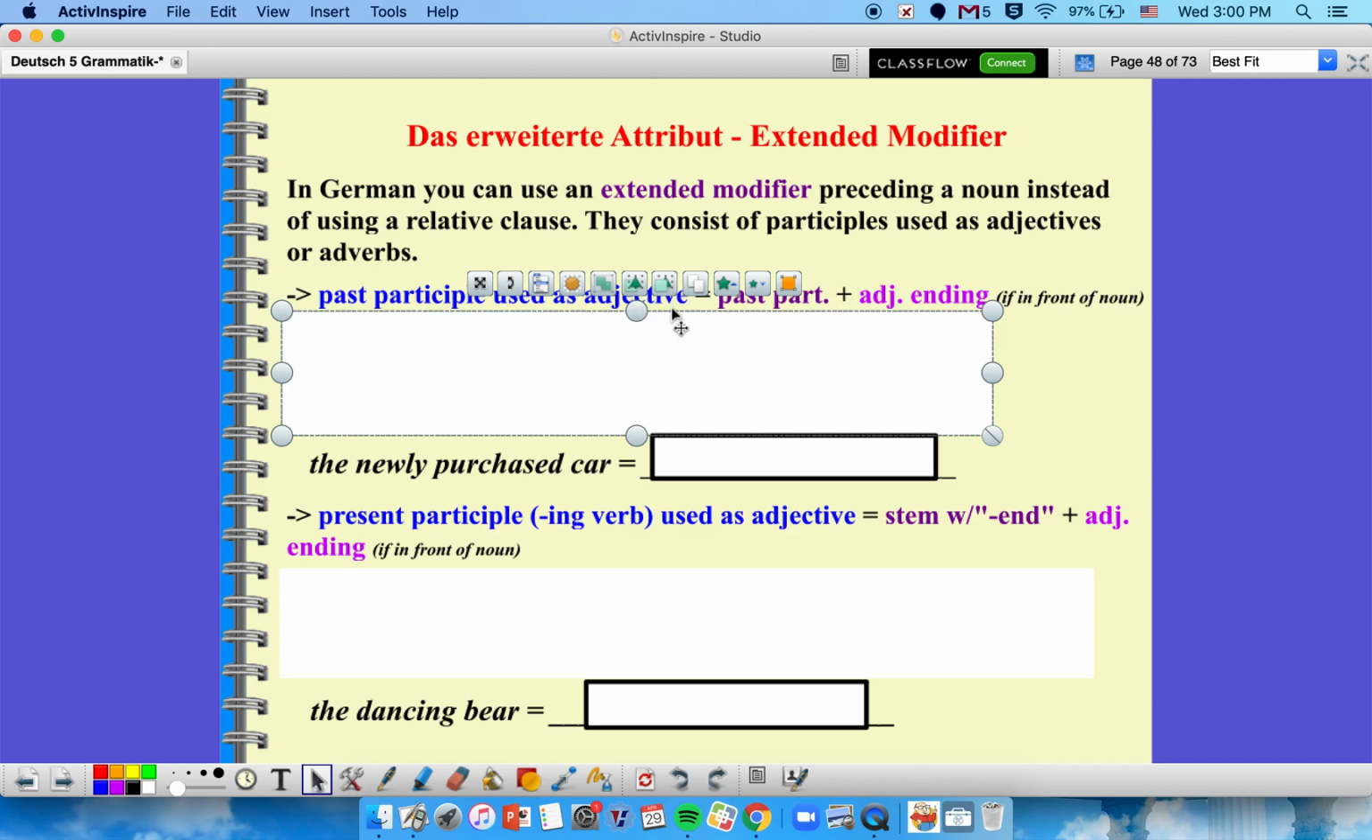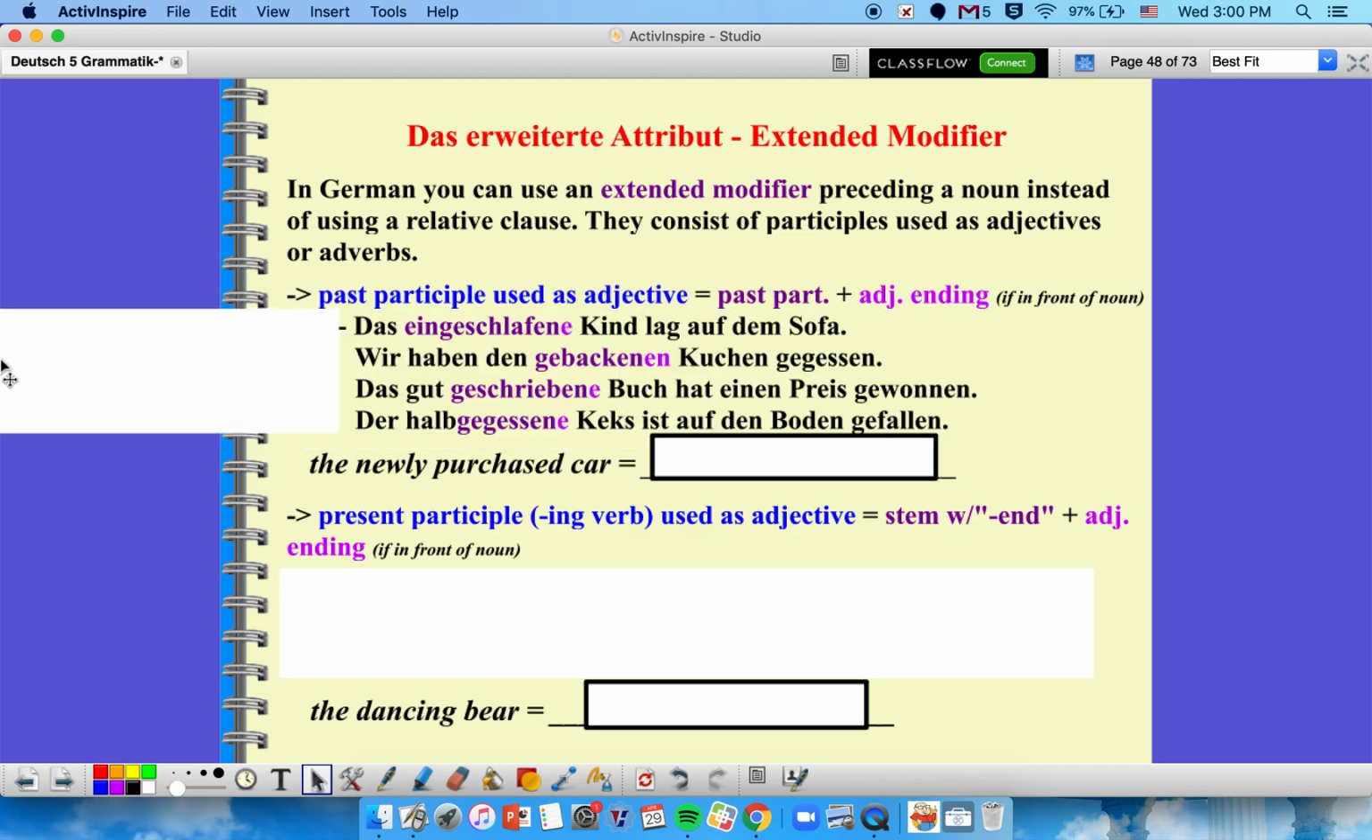So examples, Beispiele. Das eingeschlafene Kind lag auf dem Sofa. This would be the fallen asleep child laid on the sofa. Wir haben den gebackenen Kuchen gegessen. We have eaten the baked cake. And we know that baked is gebacken. We're just adding the en there because we had a changed article. Das gut geschriebene Buch hat einen Preis gewonnen. The well-written book won a prize.